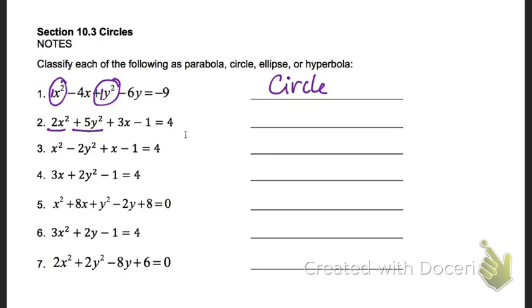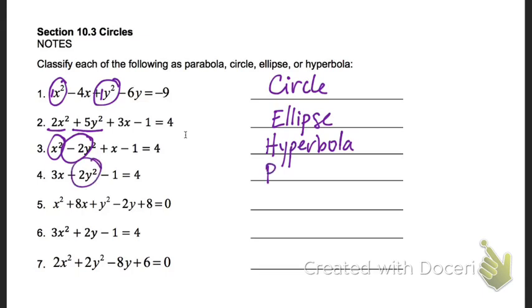Ellipse. Different, but same sign. Number 3. Hyperbola, because why? Different signs. Number 4. Parabola, because it only has one squared term. Number 5. Circle.